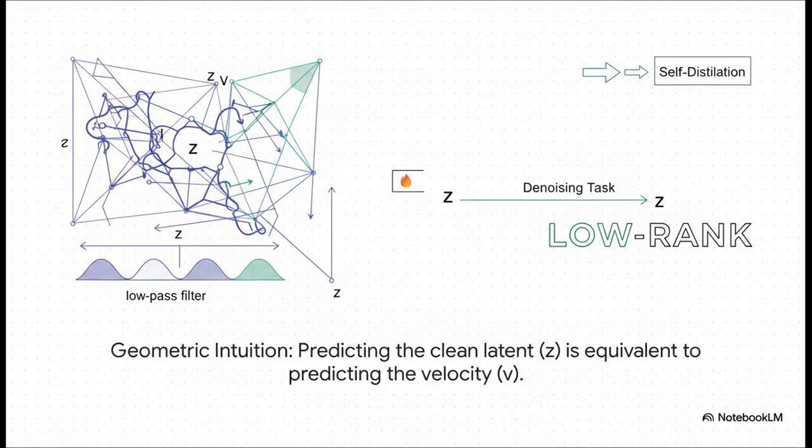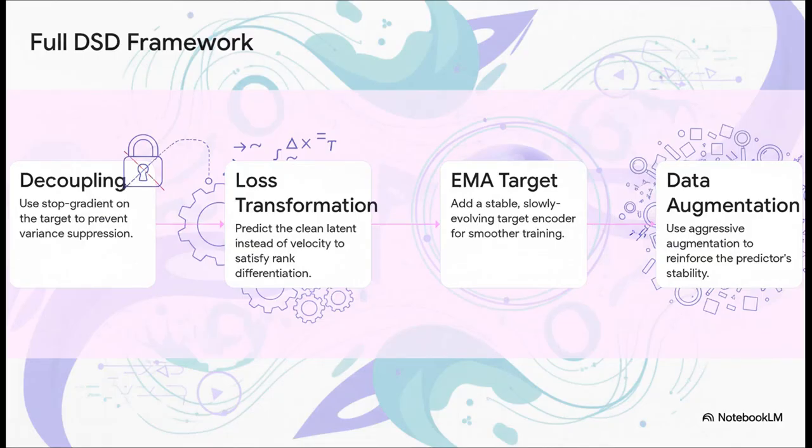Now, mathematically, these two things are equivalent ways to denoise an image. But, and this is the critical part, for training stability, they are completely different. Predicting a clean, structured image is a low-rank task. It forces the model to act like that low-pass filter we needed to find the signal in the noise. And just like that, this simple change in what the model predicts brings everything back in line with the rules for stable self-distillation. So now, let's put all the pieces together to build the final DSD framework.